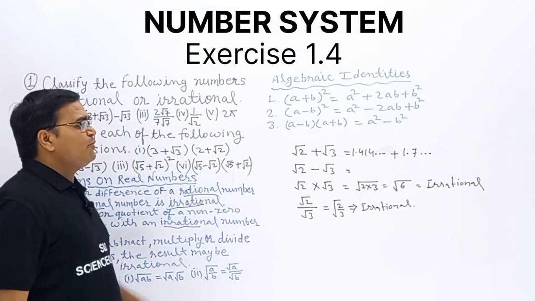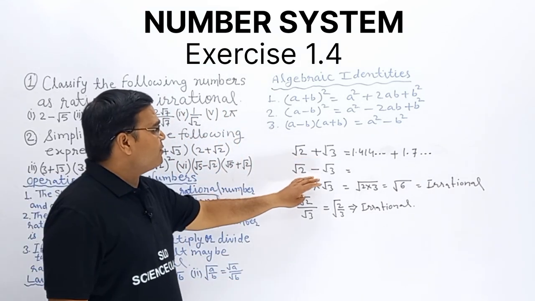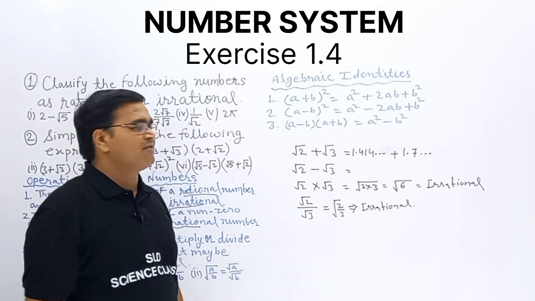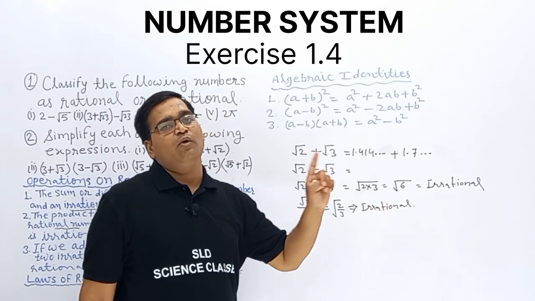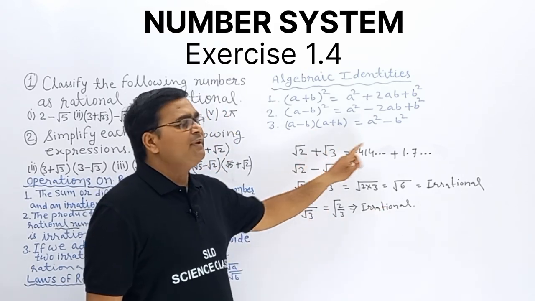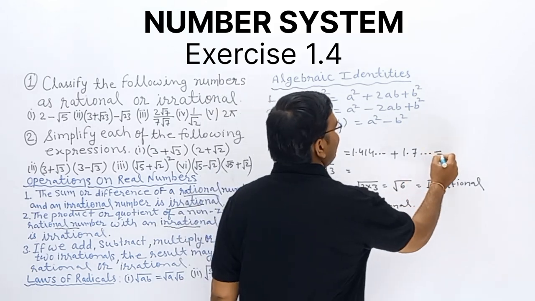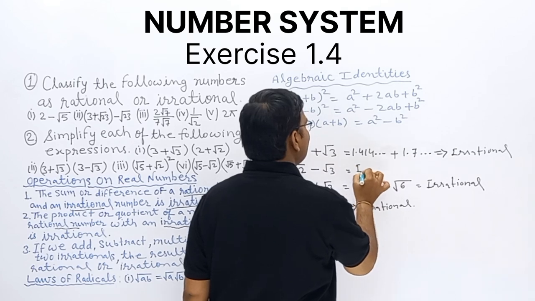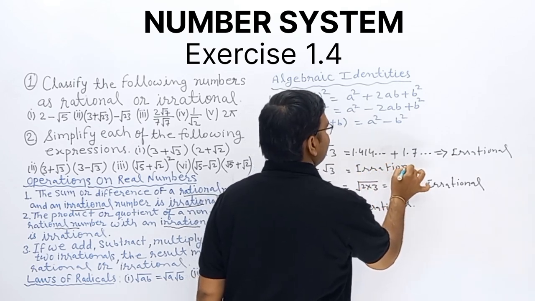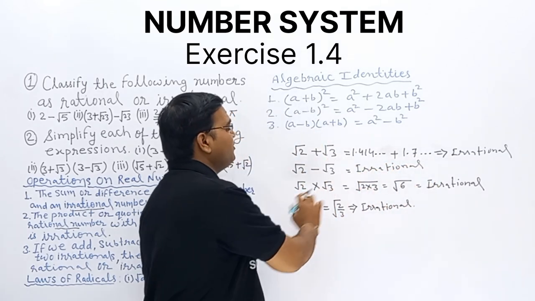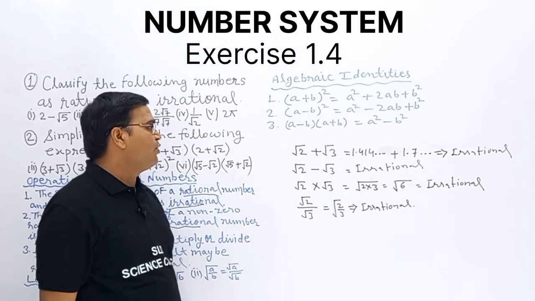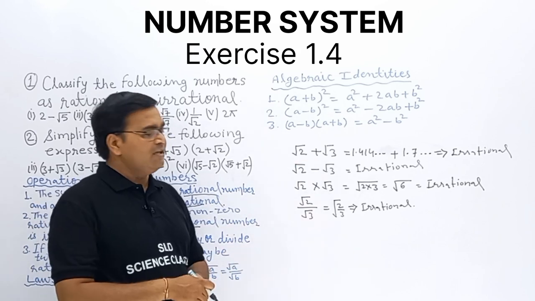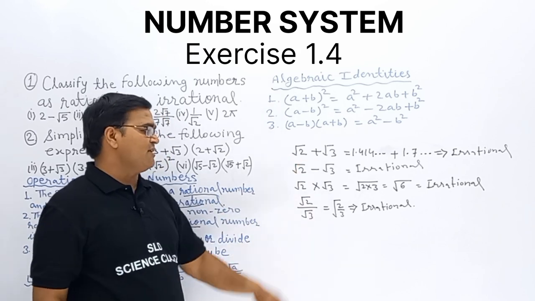So in these questions, we add, subtract, multiply, and divide two irrationals. The result may be rational or irrational. Its result is also irrational when we are adding, subtracting, multiplying like this. So for two irrationals, the result may be rational or irrational. Now in this situation, we are getting an irrational result.